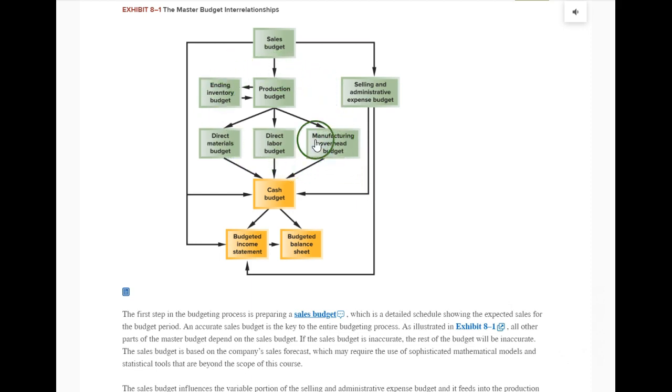After you get these budgets complete and you get the selling and administrative expense budget complete, then you can come down and prepare the cash budget. And to me, the cash budget is probably the most important of all these separate budgets. All of them are important, but to me this is the most important. Once you complete the cash budget, then that leads you to complete the income statement budget and the balance sheet budget. So what we're going to do for the next several minutes is go through each of these budgets step by step.